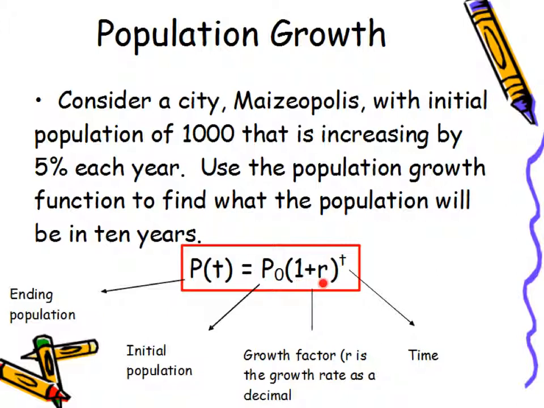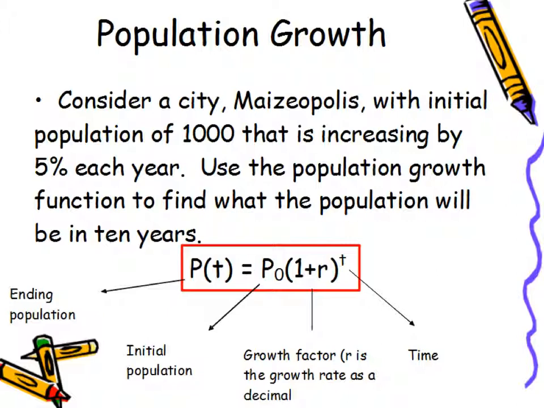I have 1 plus r. Again, r is that interest rate, or in this case, it's not always an interest rate, but a percentage growth rate, and you always write that as a decimal. And t is your time, which can be in years, but also could be in months or minutes if you're talking about bacteria growth or something like that. Any kind of population growth, be it people, dogs, bacteria, whatever, can use this population growth model.